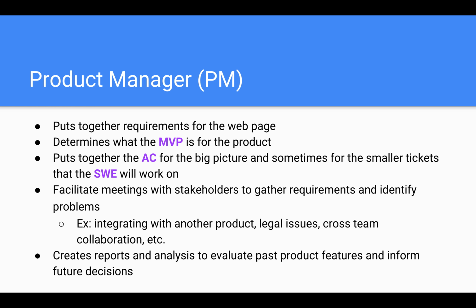So the product manager, or PM. A PM puts together the requirements for the web page, determines what the MVP is for the product, puts together the AC for the big picture and sometimes for the smaller tickets that the SWE will work on, and facilitates meetings with stakeholders to gather requirements and identify problems. An example would be integrating with another product, legal issues, cross-team collaborations, etc. A PM also creates reports and analysis to evaluate past product features and inform future decisions.